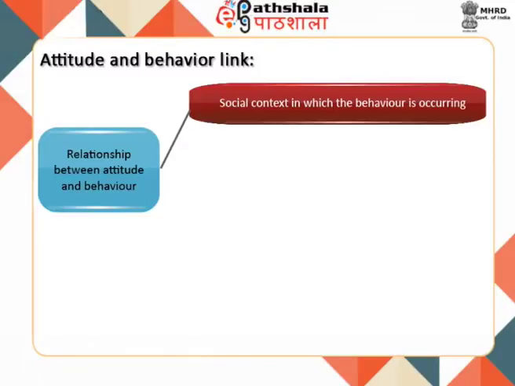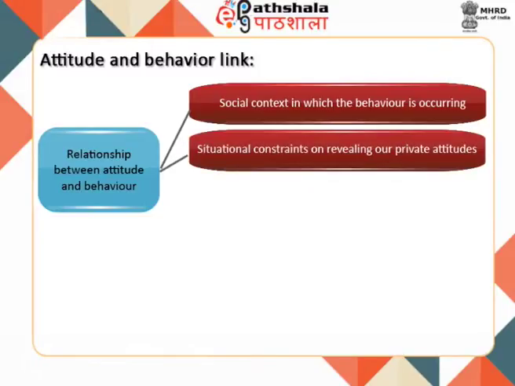The second factor is situational constraints. Many times there are situational constraints on revealing our private attitudes. This effect was observed in the study by LaPiere. Results showed that well dressed, respectable looking people who were asking for rooms in hotels were hard to refuse despite feelings of prejudice against their ethnic group.